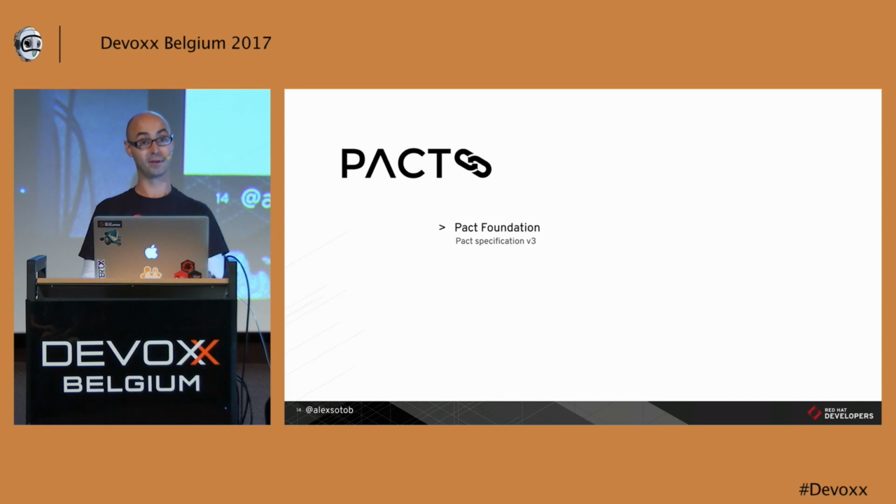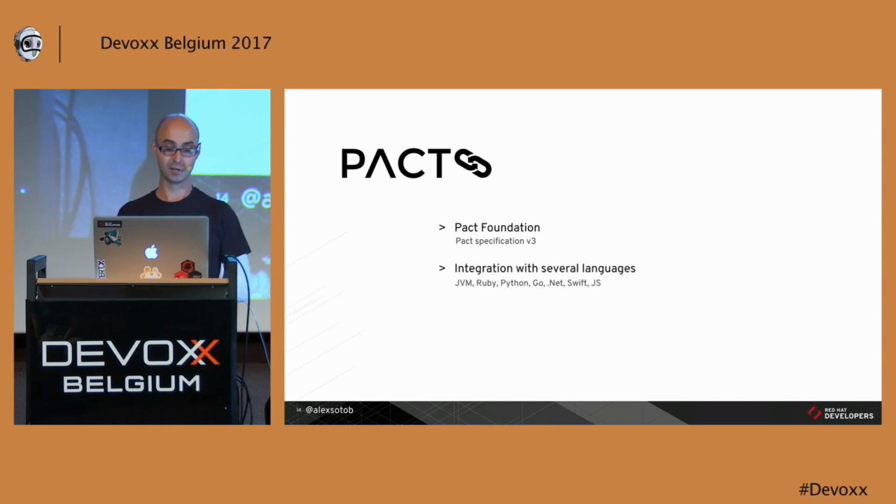Currently, the Pact specification is V3. What does it mean that Pact is a foundation? That there is integration with several languages: all the JVM languages, Scala, Ruby, Python, Go, .NET, Swift, and JavaScript. This means that since your front end is in JavaScript and your browser is also a consumer, you can use the same tool with the same approach for the browser, the front end, and the back end.